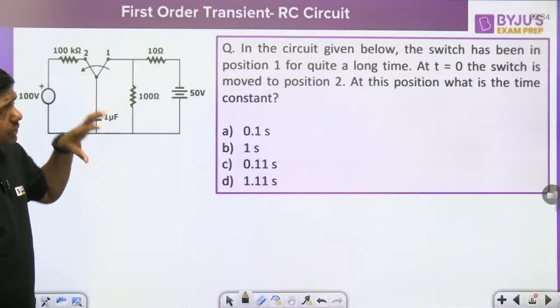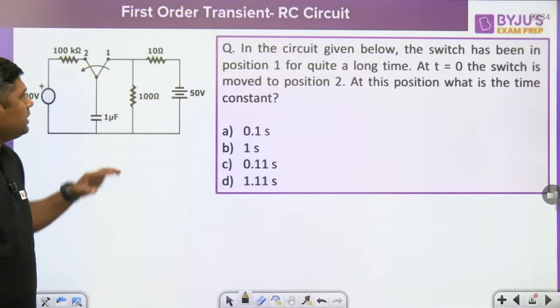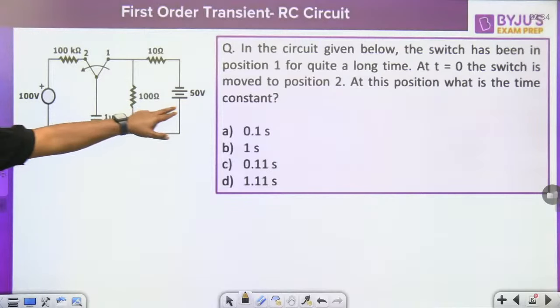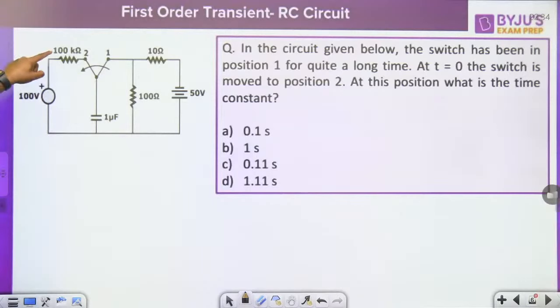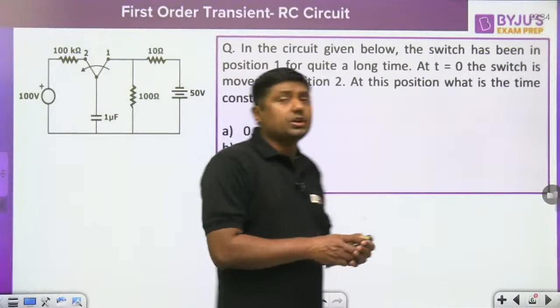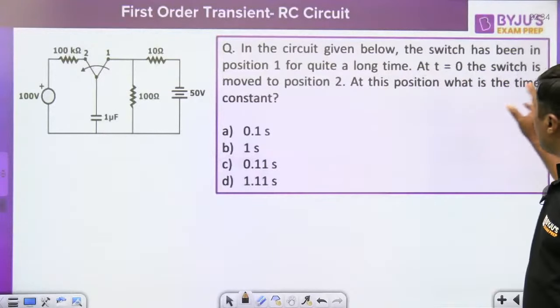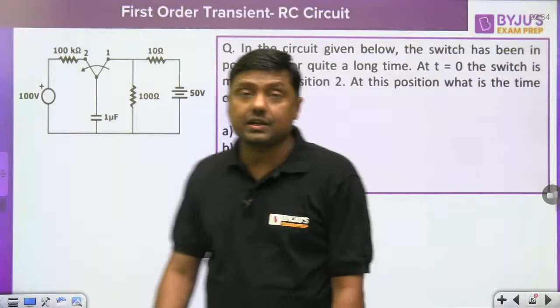in the circuit given below, the switch has been in position 1 for quite a long time, right? This is the 50 volt battery, please watch the polarity, 10 ohm, 100 ohm, 1 microfarad capacitor, and this is 100 kilo ohm and 100 volt, right? What is the question? At t equal to 0, the switch is moved to position 2. At this point, what is the time constant? What will be the time constant for this circuit, right?